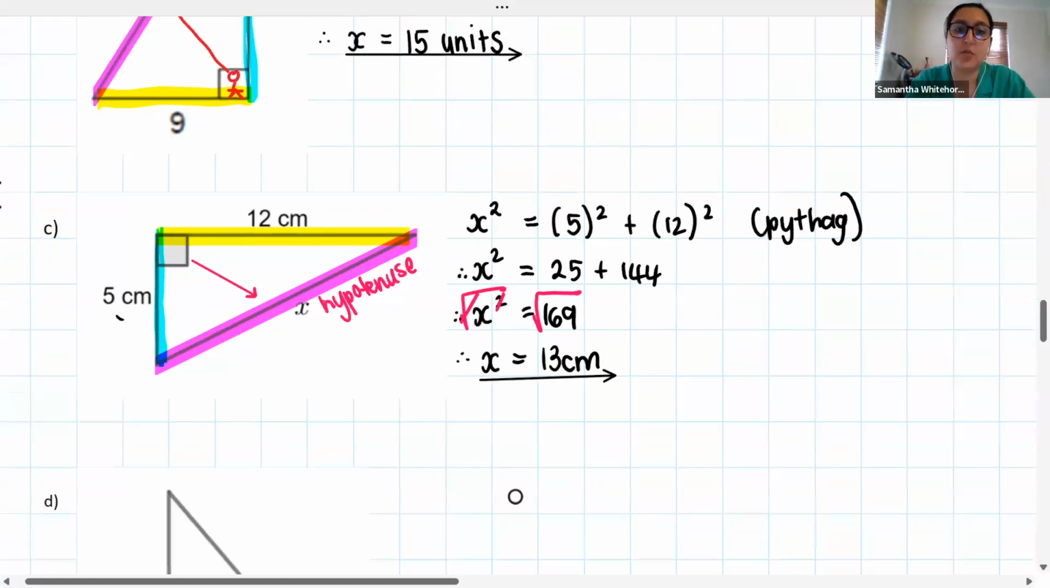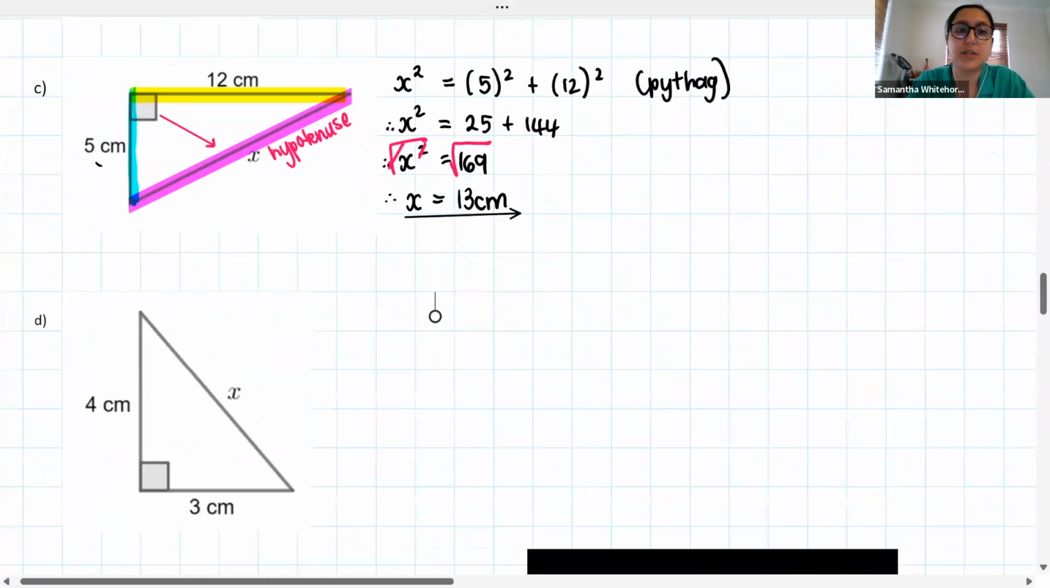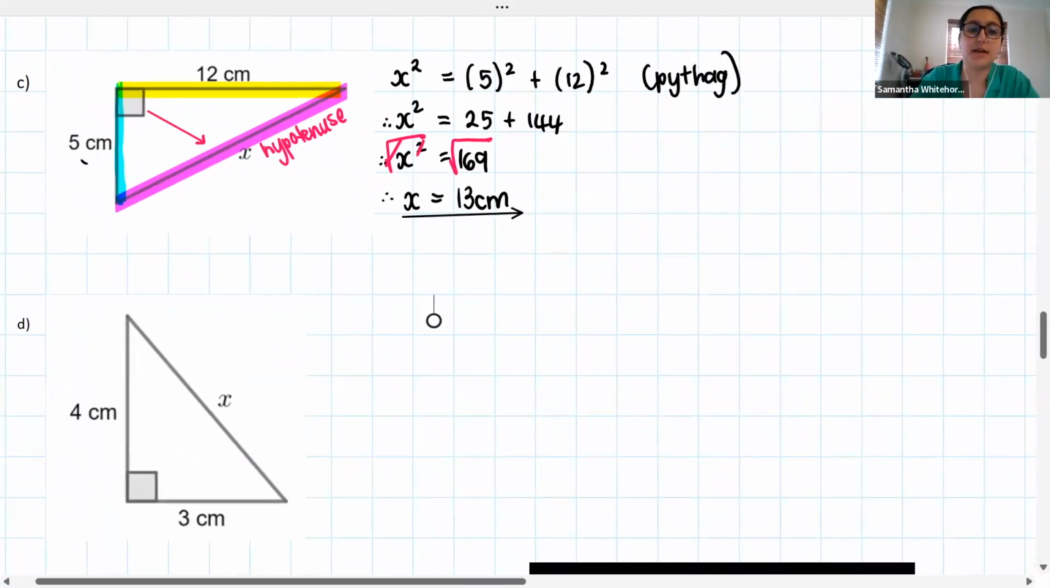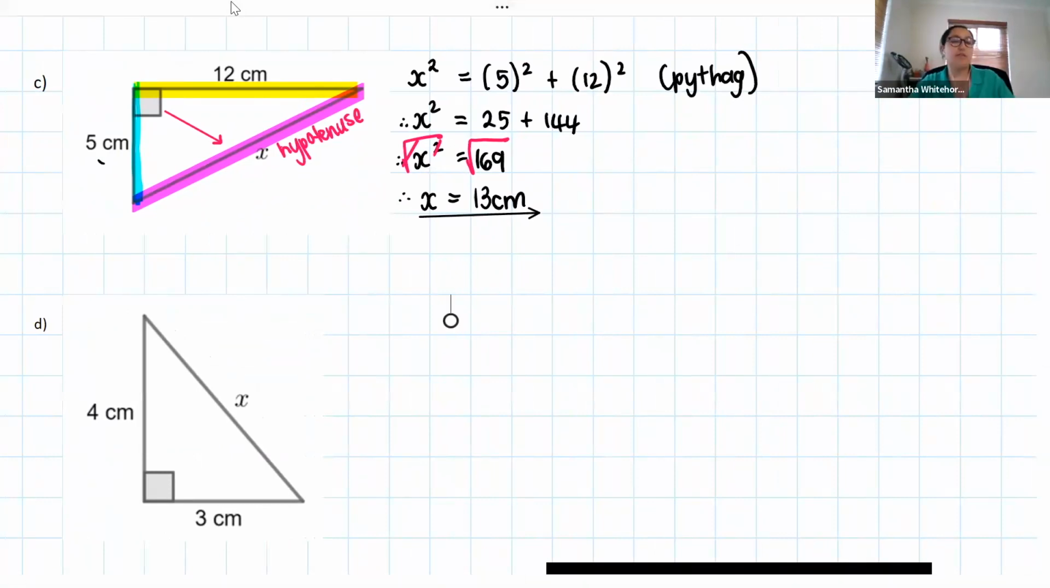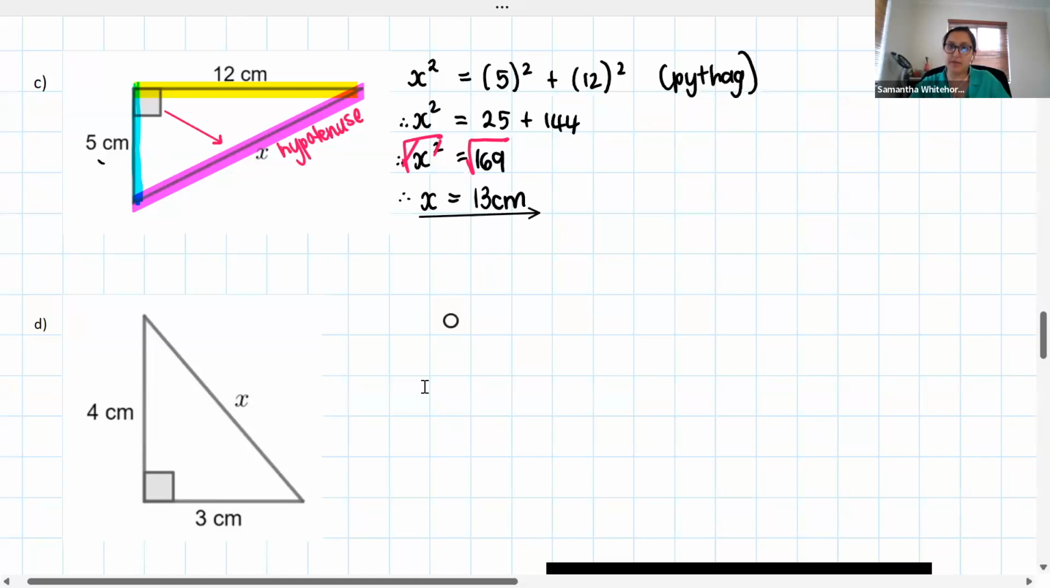Okay, you're going to try one more by yourselves. I'm going to leave question C up there in case you need some guidance. I'm not going to do anything for this one. Let's try this one by ourselves. So identify your hypotenuse. And then you can go and apply your Pythagoras according to the information you now have.